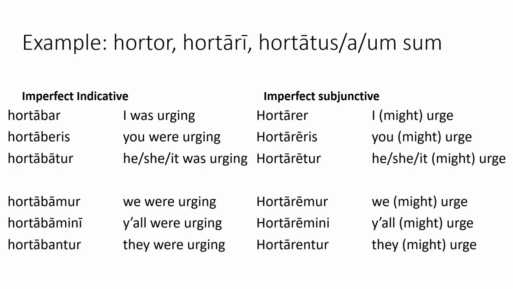The subjunctive is usually translated differently depending on what type of clause it is in, but for now we will say that this is translated as I might urge, you might urge, he, she, it might urge, we might urge, y'all might urge, and they might urge, but yet again that might may not appear.